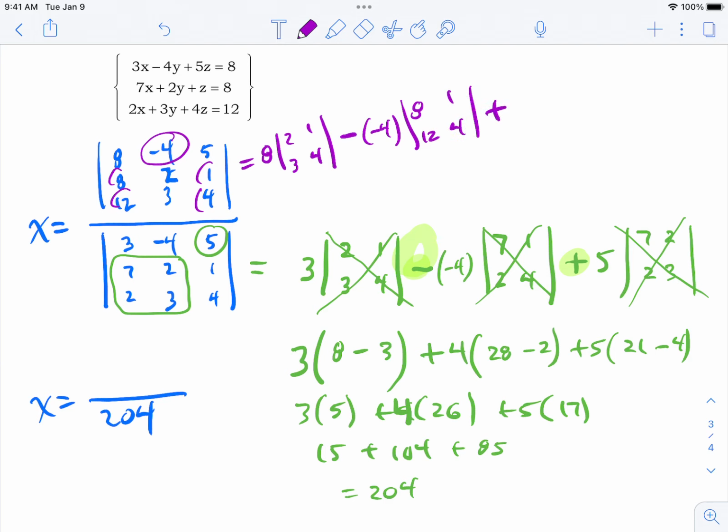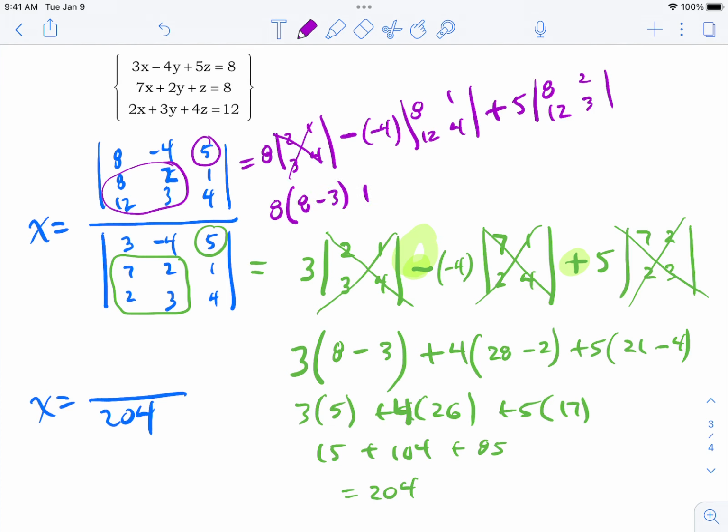And then you alternate, so make that a plus now. And you're grabbing the 5, and you're making a 2 by 2 from these numbers. So the 8, the 12, the 2, the 3. Okay, cool. Now we just got to kind of do it. 8 times, get the Zorro going. 8 minus 3. Minus a minus makes a plus 4 times. 32 minus 12. Plus 5 times. 24 minus 24.